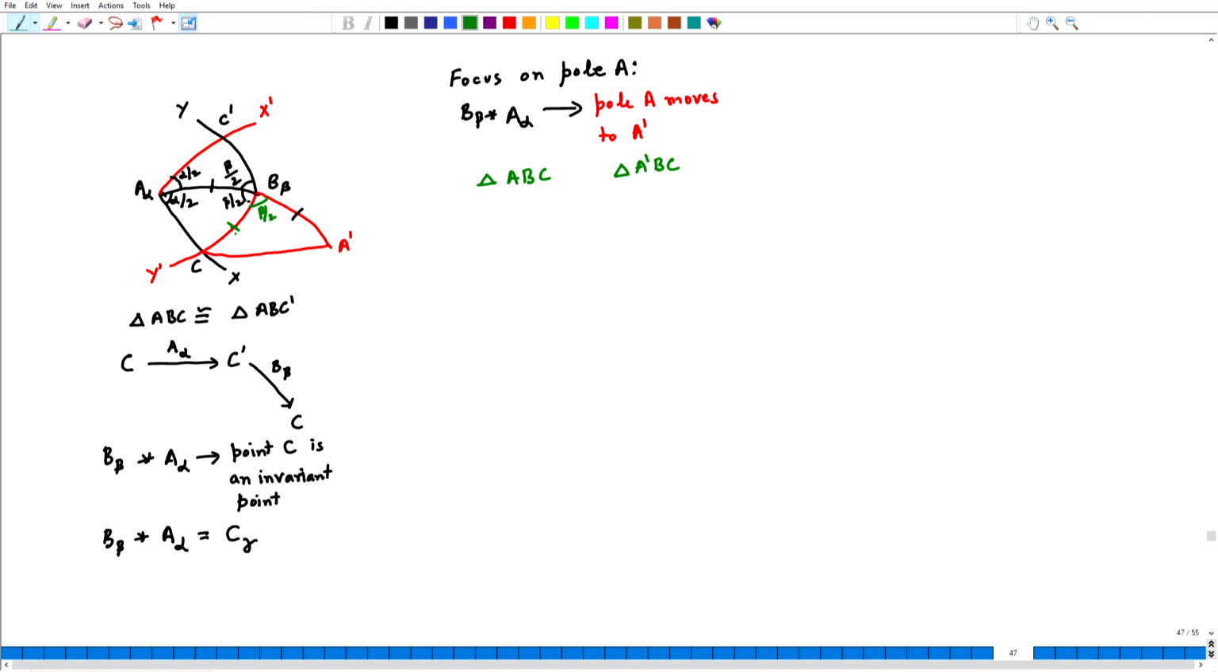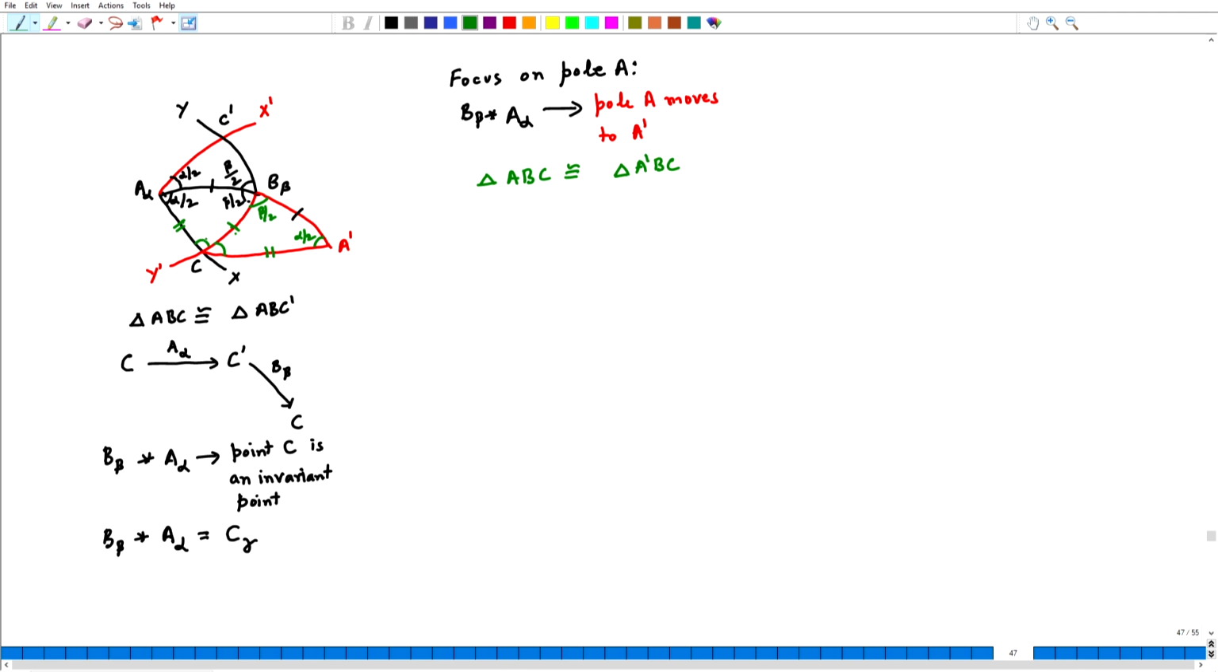So, now I have two spherical triangles in which two sides are equal and an included angle is equal, and therefore, the two triangles ABC and A prime BC have to be congruent. Now, if that happens, which means that the side A prime C and the side AC, they also have to be equal. These two angles also have to be equal, and this angle would be alpha by 2.